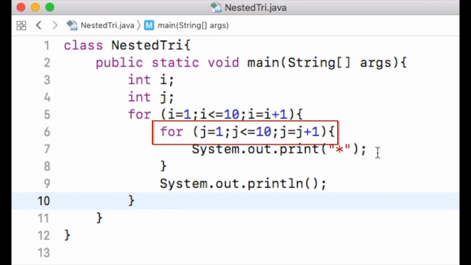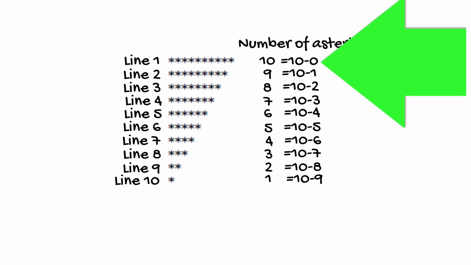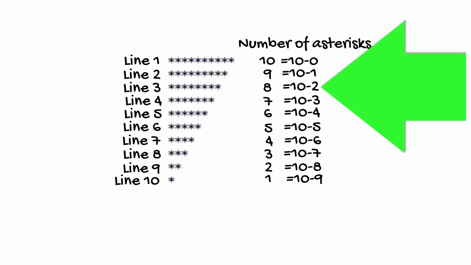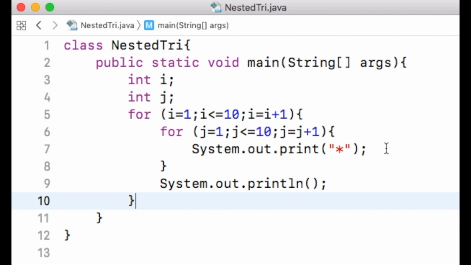Recall that the first line should have all the 10 stars, the second line should have 10 minus 1 stars, which is 9 stars, the third line should have 10 minus 2 stars, which is 8 stars, the fourth line should have 10 minus 3 stars, which is 7 stars, so on and so forth. In the code, in our inner loop, how many stars should be printed is basically controlled by this condition. Currently, the inner for loop is printing 10 stars every time because of this condition.